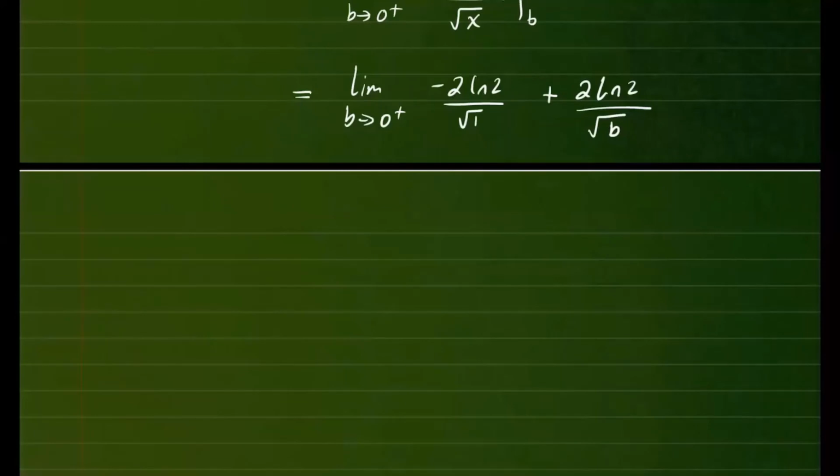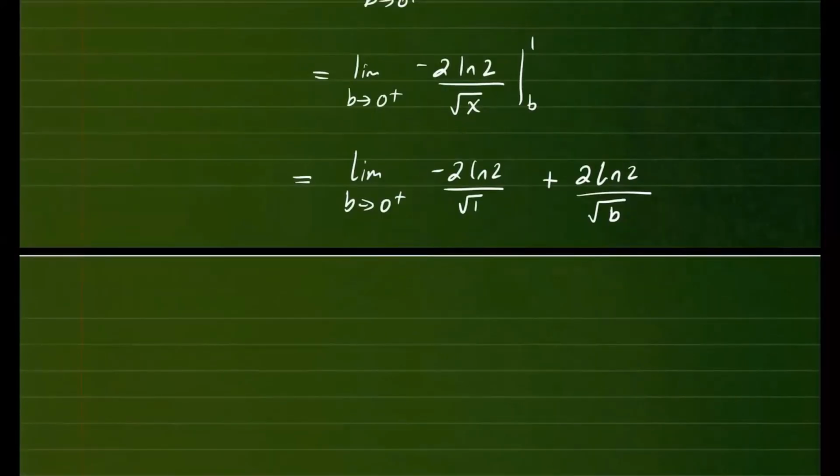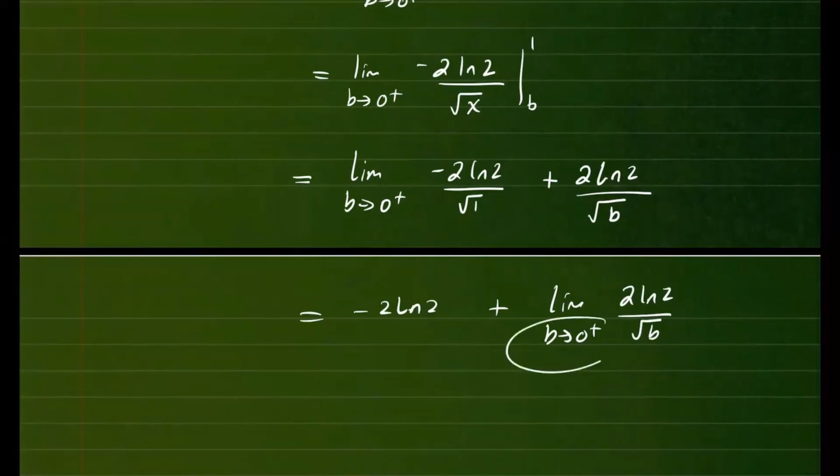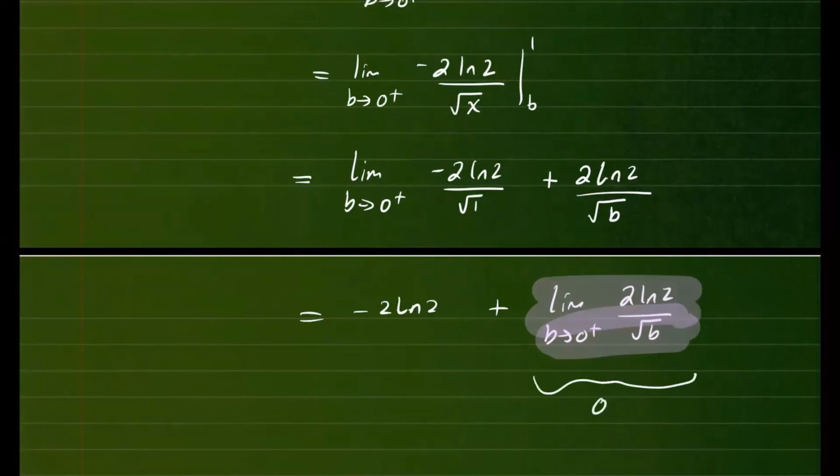All right. So now if you take the limit, well, this is a value. So that's a finite number. So we have negative 2 ln of 2 over 1. But now if you take the limit of the expression right here, the limit as b approaches 0 from the right of 2 ln of 2 over the square root of b. Now, as you get closer to 0 from the right, this whole thing is actually going to go to infinity. So this whole thing is going to diverge. So this is going to get closer to infinity. So therefore, this whole thing is going to diverge.